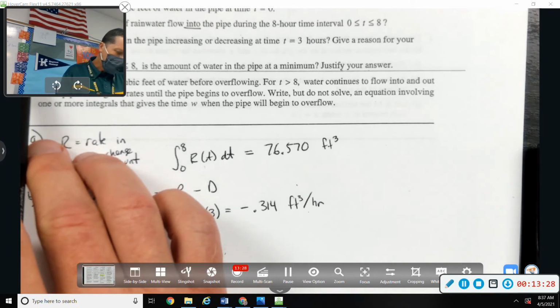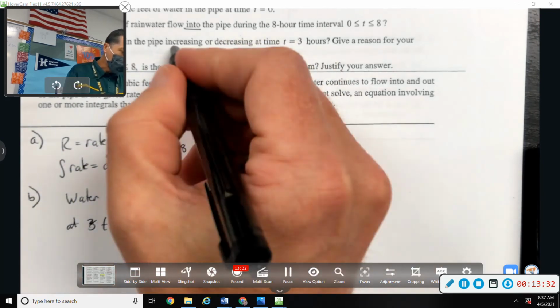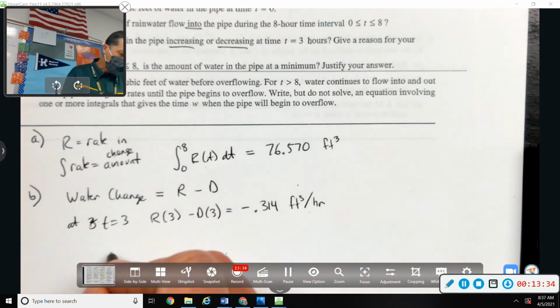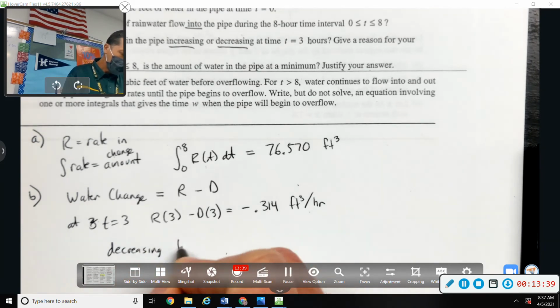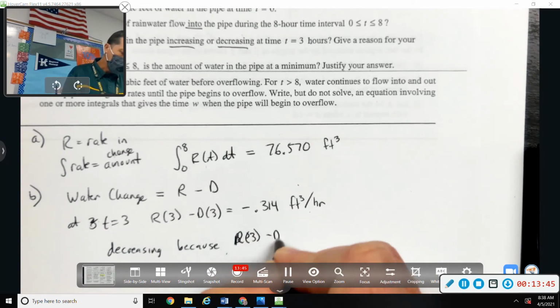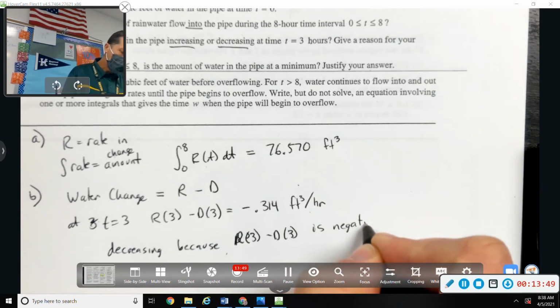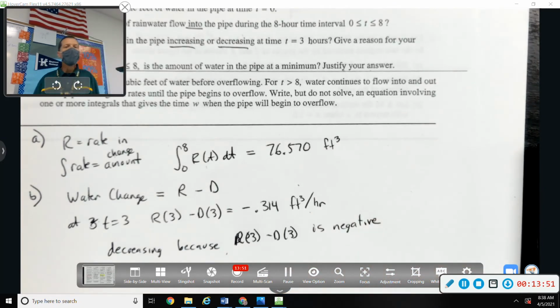So let's make sure we answer the question. Is the amount of water in the pipe increasing or decreasing? Well, decreasing, because R of 3 minus D of 3 is negative. So more is flowing out than is flowing in.